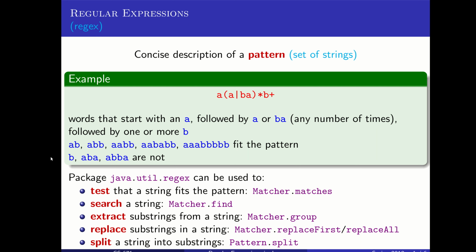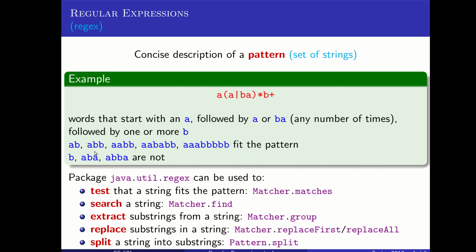But the B alone does not match because the A here is not optional. It must be present to match the pattern. The centerpiece here with the star is optional because it could be 0 or more times. And ABA would not match because, again, the B here at the end is not optional. It must be at least one time, maybe more.